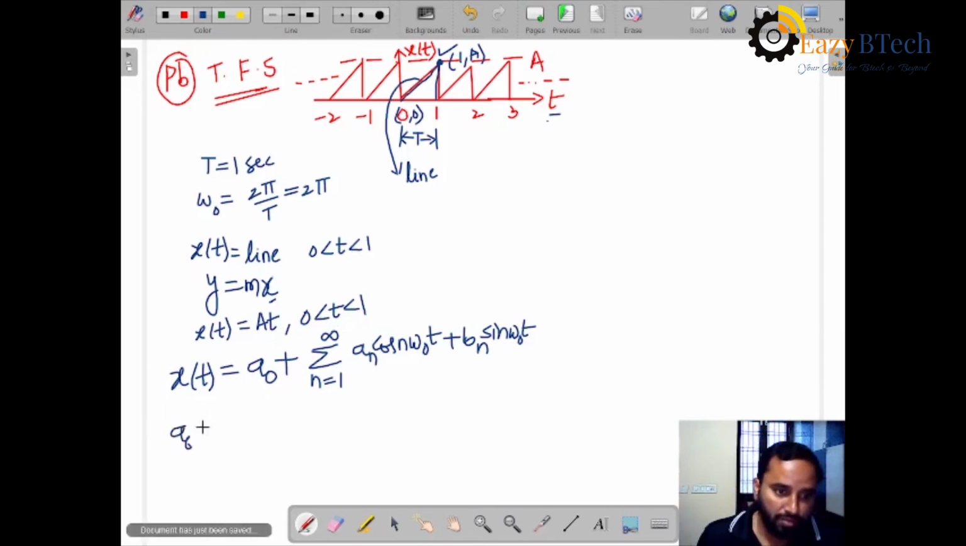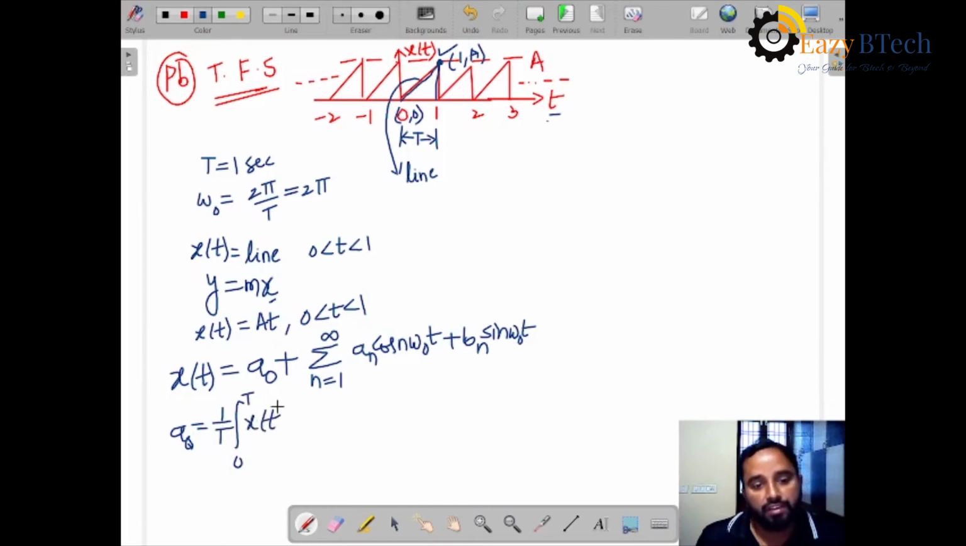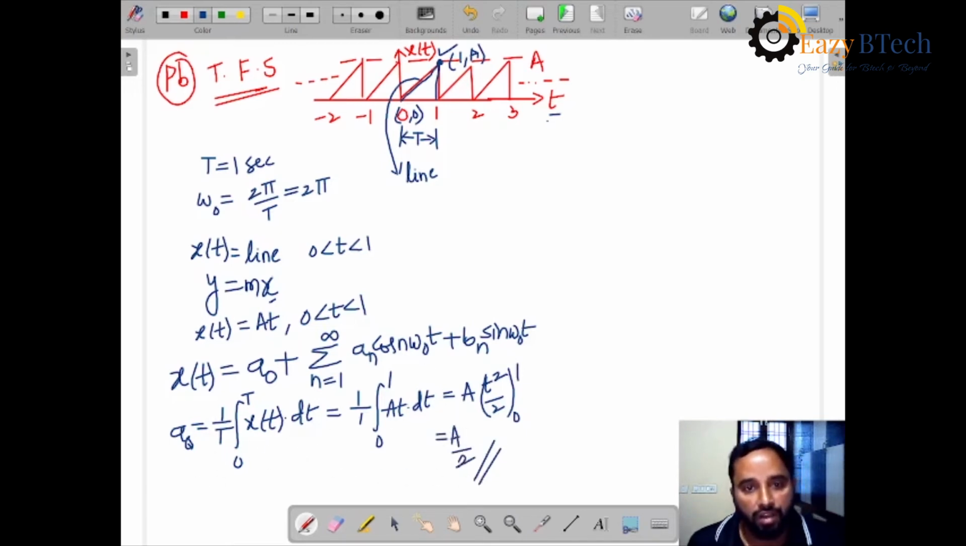So a naught is equal to the formula 1 by T integral 0 to T of x of t dt. Do this integration. T is 1, so 0 to 1, x of t is a t, dt. The integration gives t square by 2, with limits 0 to 1. By substituting upper and lower limits, we get a by 2. This is the DC value or average value of x of t.